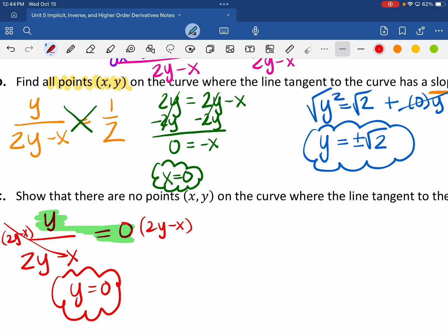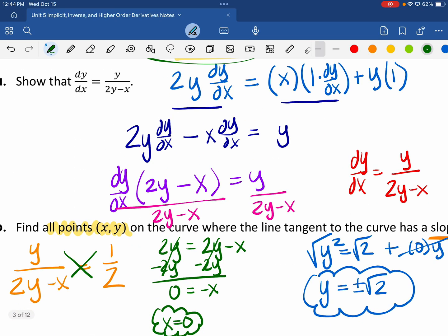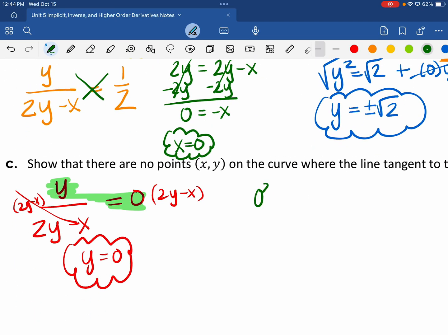Plug it in. So just like we did on the other one, we're going to plug it into the very original equation. 0 squared plus x times 0, which just cancels out, equals 2. So 0 squared is 0. x times 0 is 0. So you're just left with 2. And does 0 equal 2? No. And so it doesn't work. And so this is what you'd have to show, that this does not work.